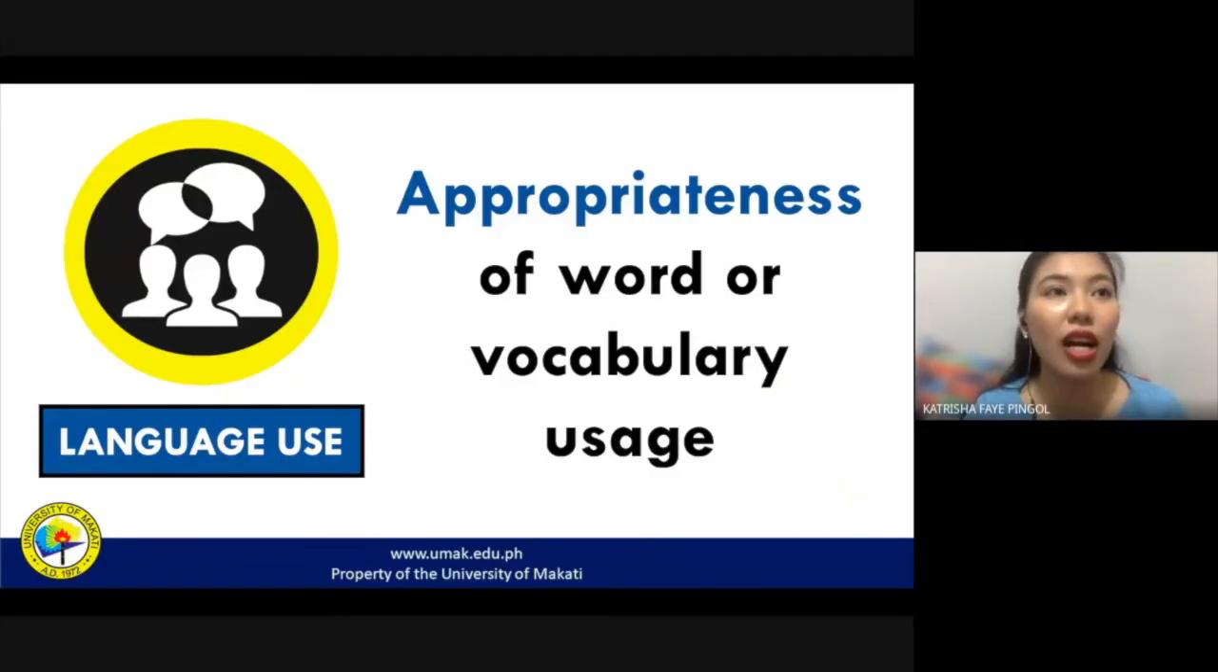Because our main goal in writing or producing a text is making other people understand what we want them to understand. So if that's our main goal, then as writers we have to make sure that the words we are using can be easily understood by our readers. Basically, your language use refers to that.